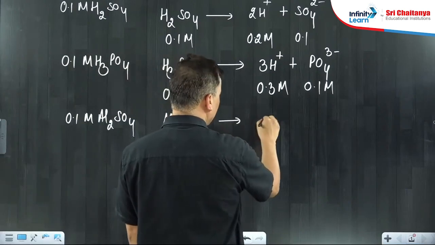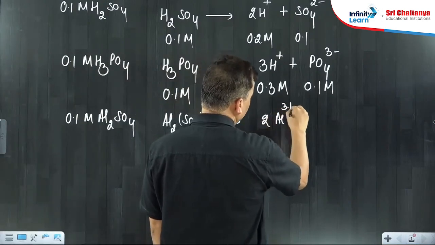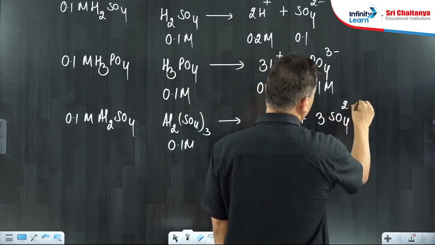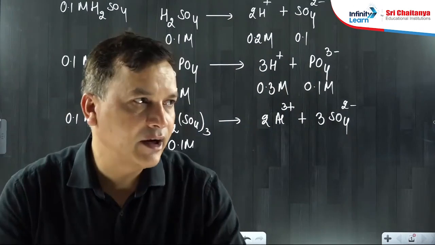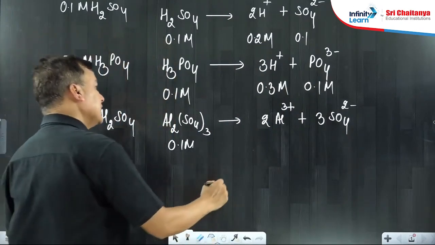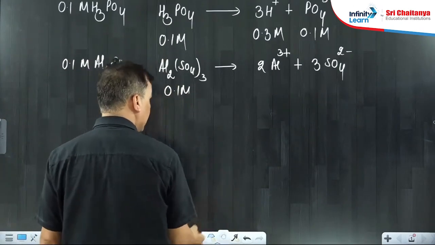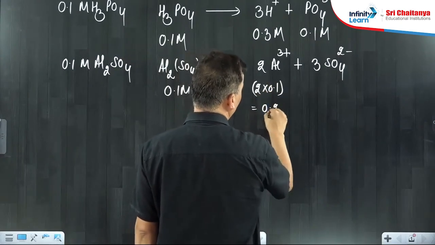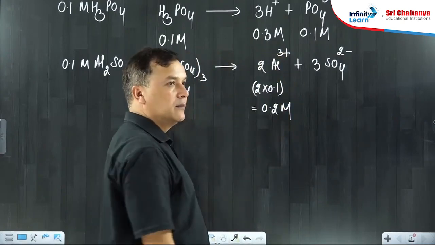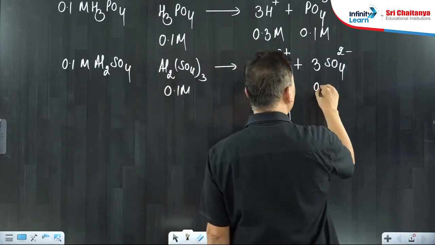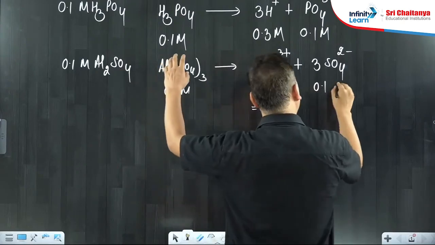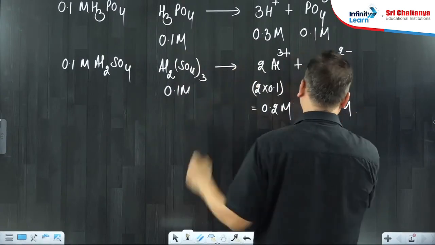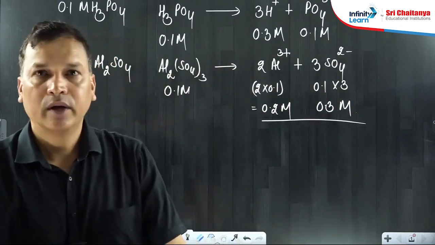So what about the molarity of aluminium? Al2(SO4)3 gives 2 Al 3 positive and 3 SO4 2 negative. You write in the chat box, then I will write on the board. What is the molar concentration of aluminium? That is 2 into 0.1, which is 0.2 molar aluminium ion. And what about the sulfate? 0.1 is the molarity of aluminium sulfate, multiplied by 3, that is 0.3 molar. You got it or not? So please respond for that.